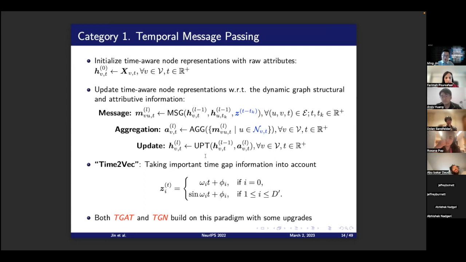But of course, as you said, there are many other ways to implement the time encoding, rather than simply using the random Fourier transformation here. Yeah, for sure.